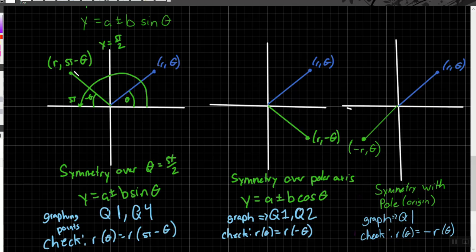Yeah. Okay. And if I have symmetry for both, what does that tell us? We also have symmetry at the pole, which we don't need to check anymore.